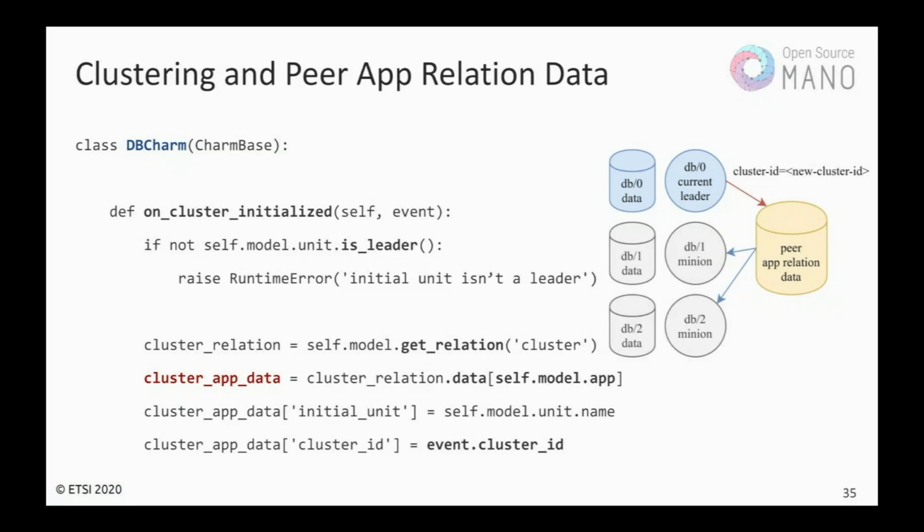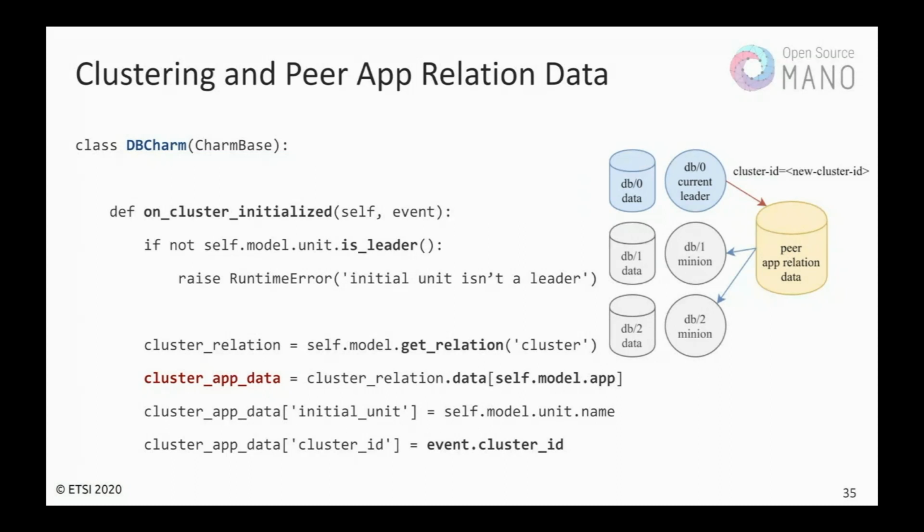So in your install event handler and your config change event handlers, you could have code to set up your database and start your cluster. And then you could emit a cluster initialized event at the level of that chunk. You could check that if you're a leader, then you can write that cluster ID into the application relation data.